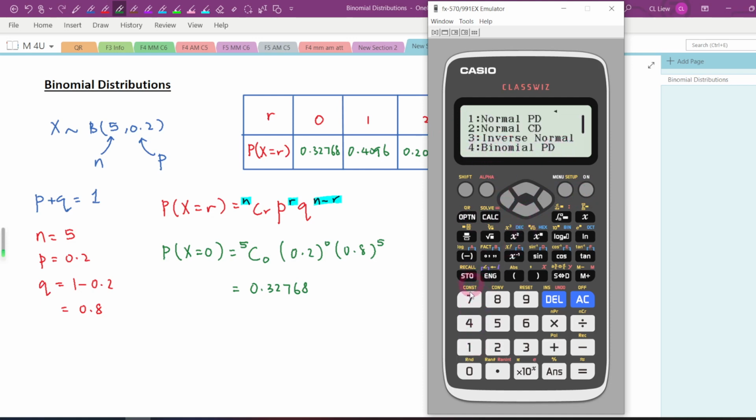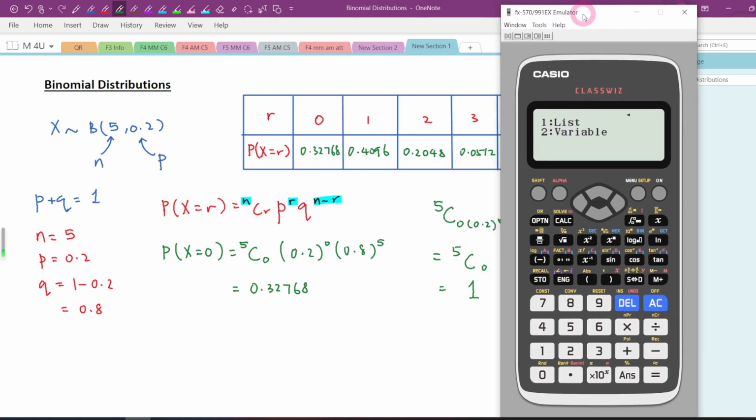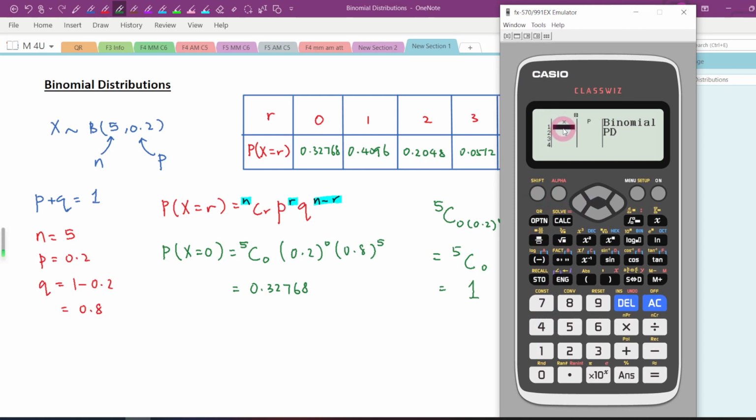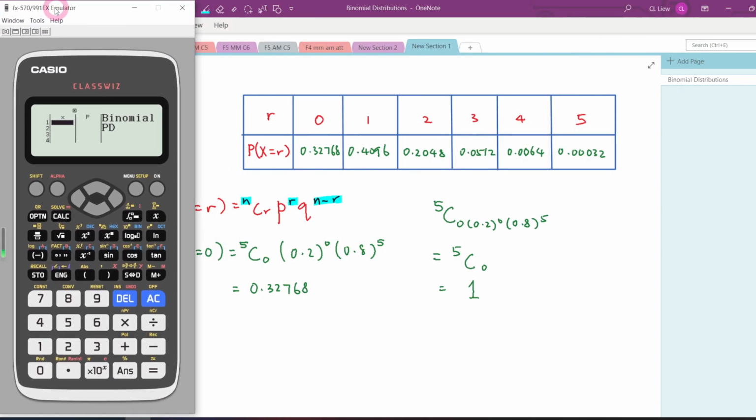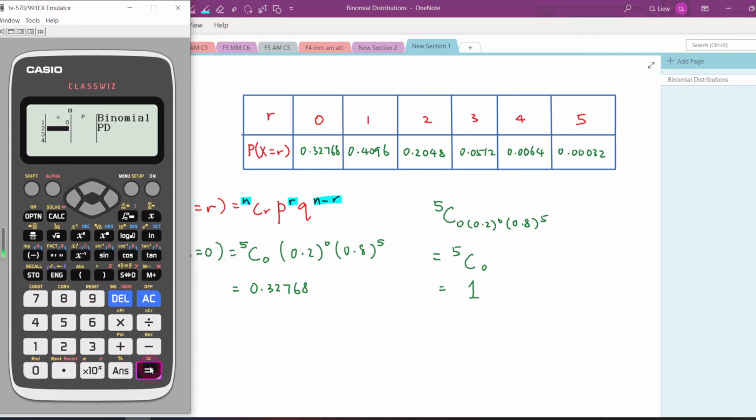Binomial probability distribution, number 4, and I can use the list method. When you press list, you can key in the values of x that you need. In this situation it will be r. So I want x equals 0, x equals 1, x equals 2, 3, 4, and 5. So I just key in 0, press equal, 1 equal, 2 equal, 3 equal, 4 equal, and 5 equal.